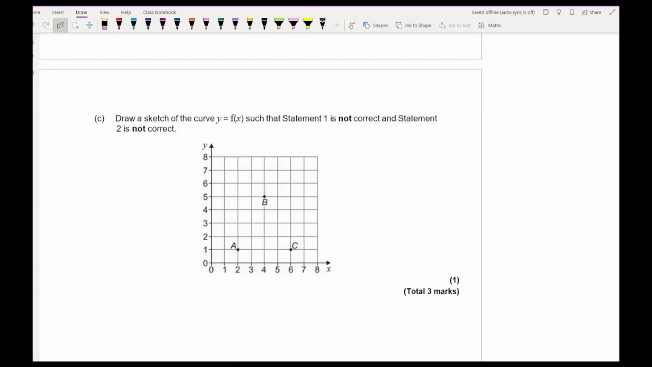Then for part C, it says draw a sketch of the curve of y equals f of x such that both statements are incorrect. So we don't want a turning point at B, and we definitely don't want a maximum at B either. So for this, it's going to be something that looks like that kind of curve there. Something along those lines where A and B doesn't have any turning point, no points of inflection or anything like that, and it's definitely not a maximum point, but then eventually it goes down to C.